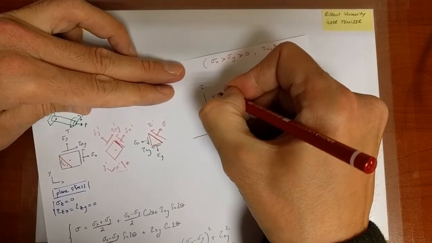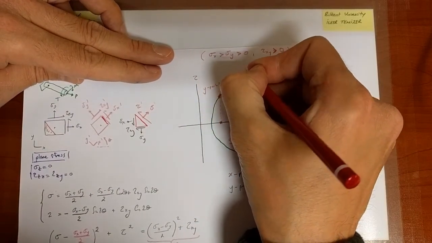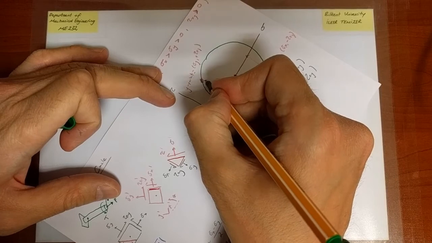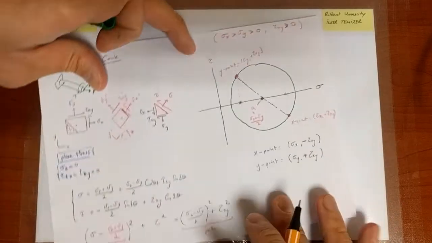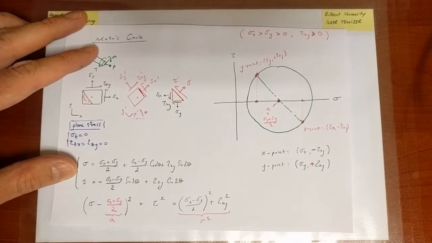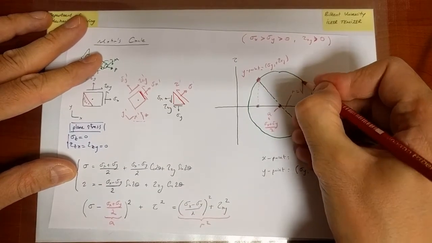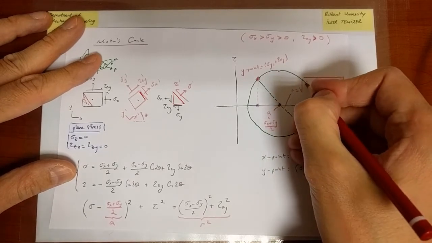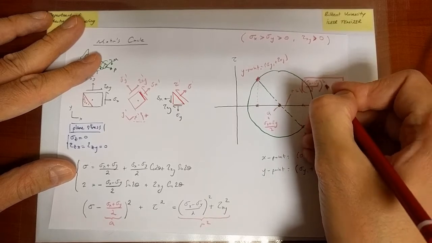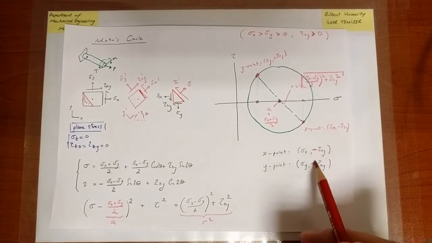This is the y point, and that is sigma y plus tau xy. And so the diameter of the circle is right there. Well, what was the radius of the circle? The radius of the circle was equal to the square root of that. So it's equal to the square root, let's write that explicitly, of ((sigma x minus sigma y) over 2) squared plus tau xy squared. Great. Okay, I'll come back to this minus sign issue.